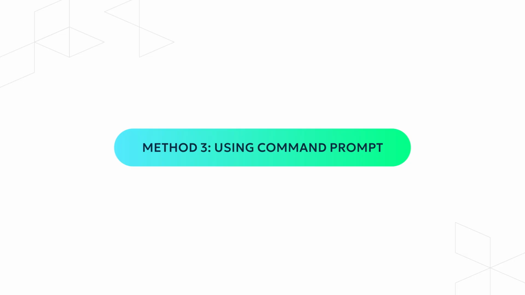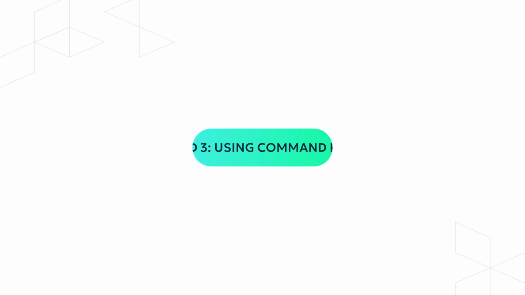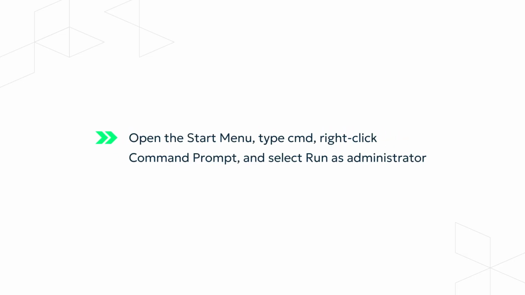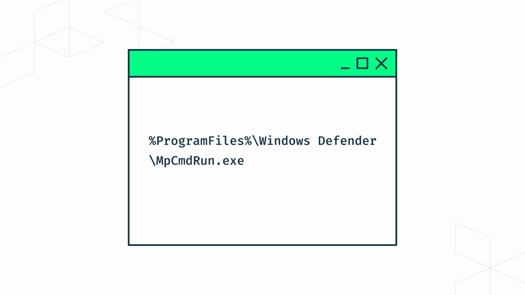Method 3. Using Command Prompt. Open the Start menu, type CMD, right-click Command Prompt, and select Run as Administrator. Enter this command. Press Enter and wait for the update to finish. Restart your PC if prompted.